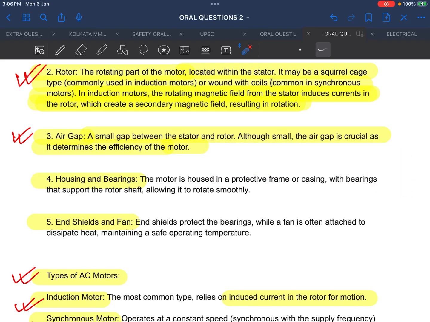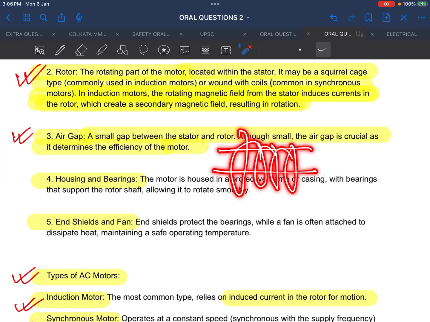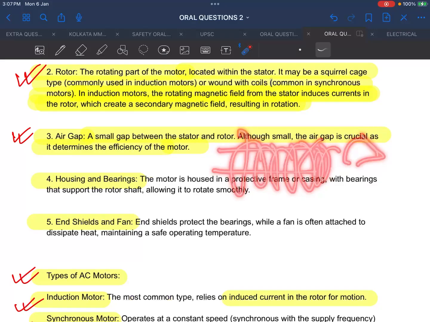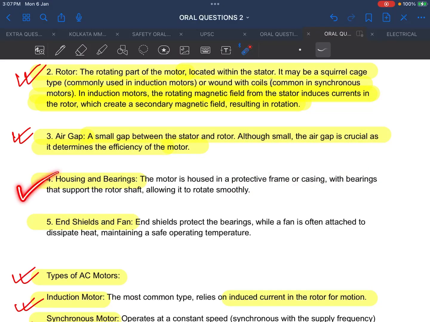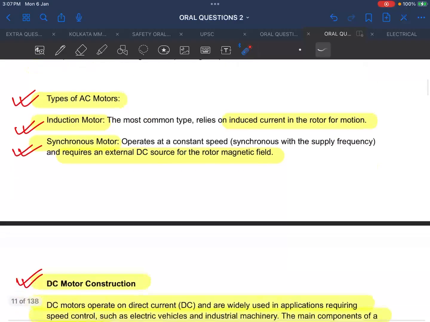If there is no air gap, there may be a short circuit between the stator and the rotor. So the air gap is a must, and if you increase the air gap too much, then also a problem will happen, because the flux will not link with the rotor circuit properly, so torque will not be produced properly and it will not rotate. So remember this. The housing and bearings I already showed you, and the fan I also showed you.